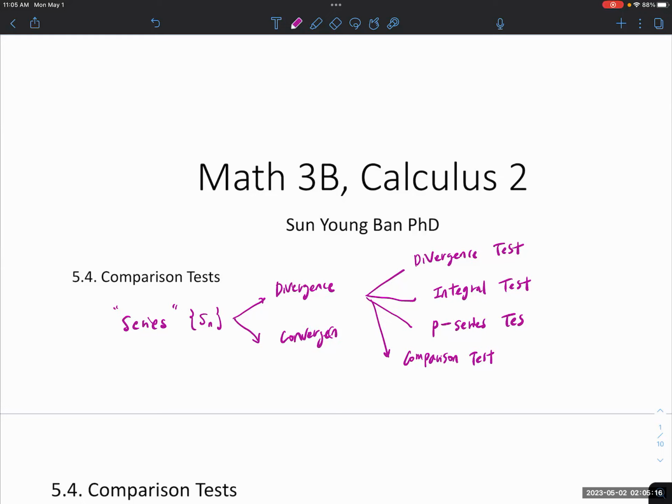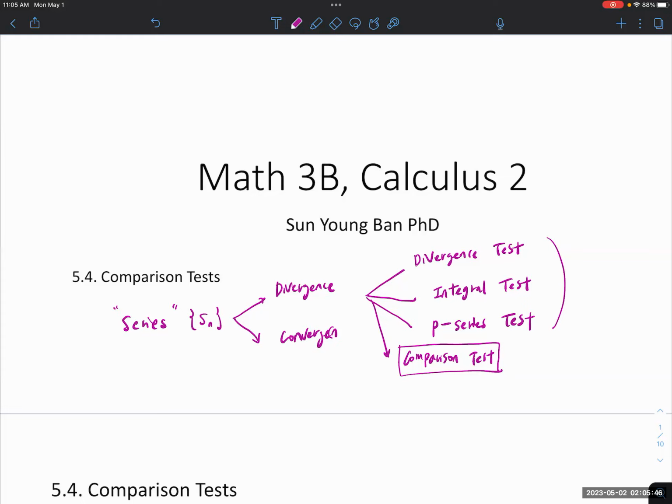So go back to our previous videos and lecture notes. We've been emphasizing the characteristics of each of the divergence, integral, and p-series tests. By utilizing those tests, you can determine whether the given series is divergent or convergent, right? So keep going back to the previous learning and check it out if you forgot. Today we are focusing on the comparison test, and it also helps us find out whether the given series is divergent or convergent.